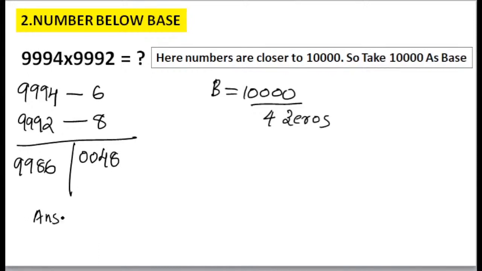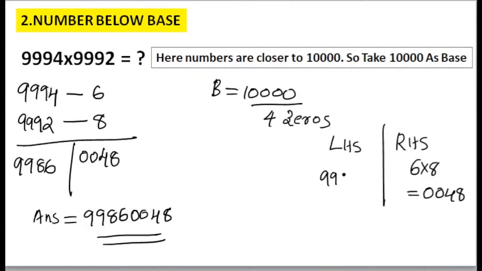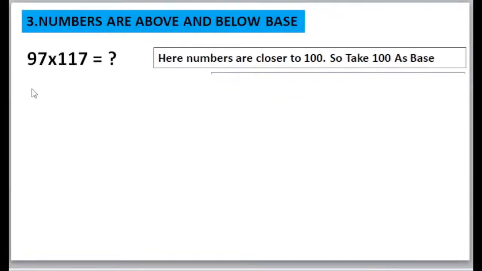So your answer is 99860048. That is, your RHS is 6 into 8. To make it 4 digits, we will write it as 0048. Then your LHS is 9992 minus 6, that is 9986. So our next method is numbers above and below base.